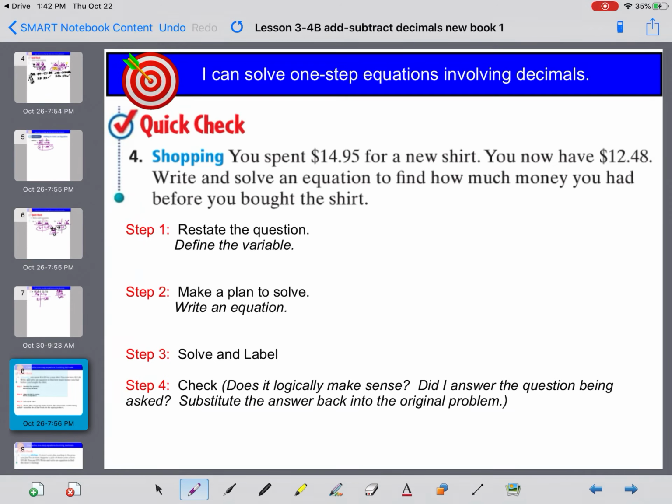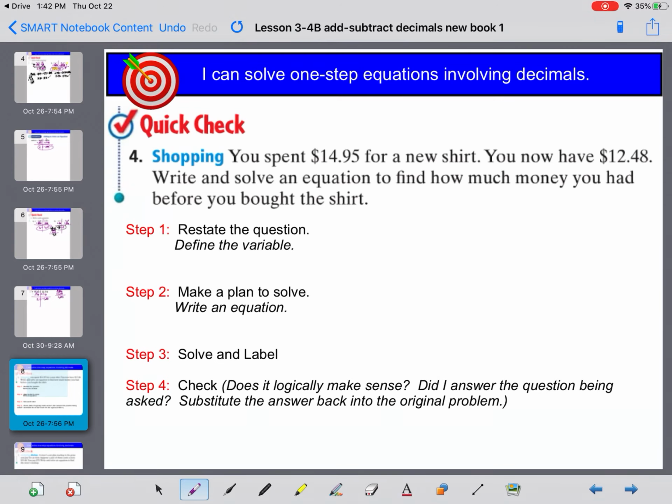All right. You spend $14.95 for a new shirt. You now have $12.48. Write and solve an equation to find out how much money you had before you bought the shirt.